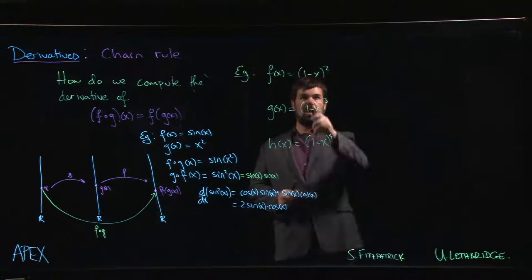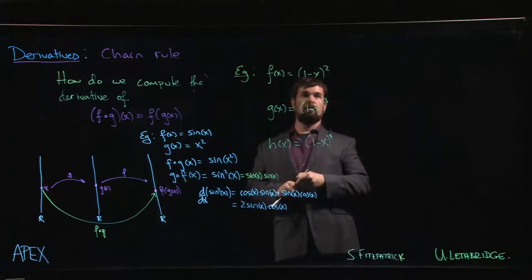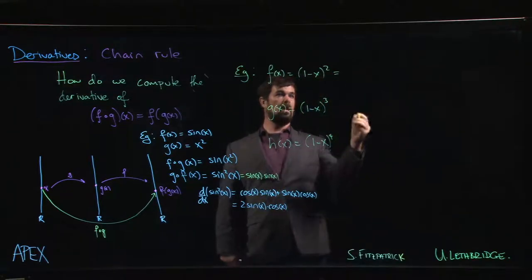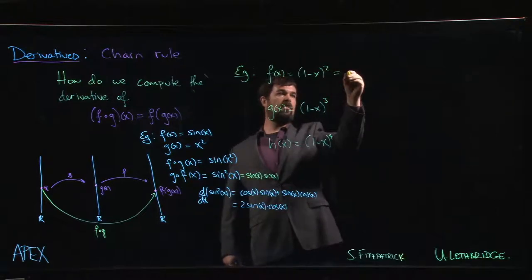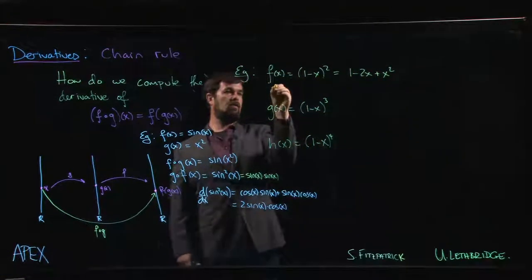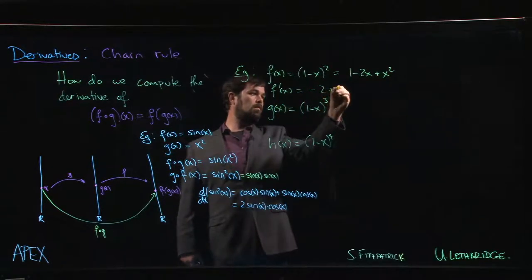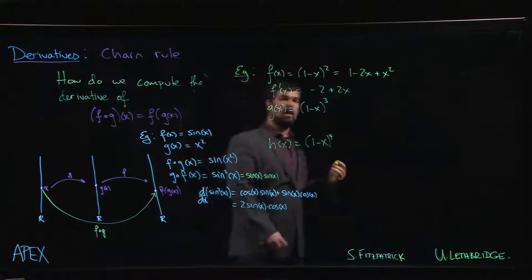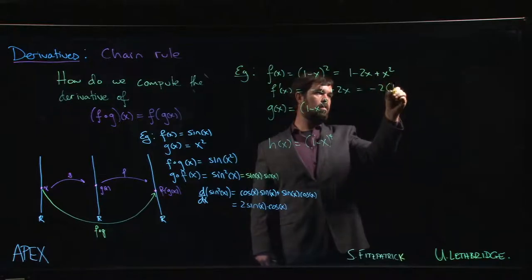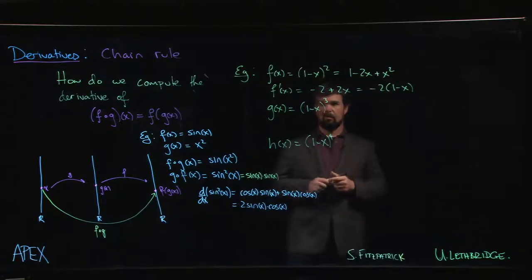These are all compositions, right? We have the polynomial function 1 minus x being composed with a power function. Now, the reason that these are useful examples is we do know how to do these without the chain rule, because we can multiply these all out. 1 minus x, if I square that, I get 1 minus 2x plus x squared. And so f prime of x is going to be minus 2 plus 2x. Okay? And it might be useful to note that if we factor out the minus 2, we're left with minus 2 times 1 minus x.